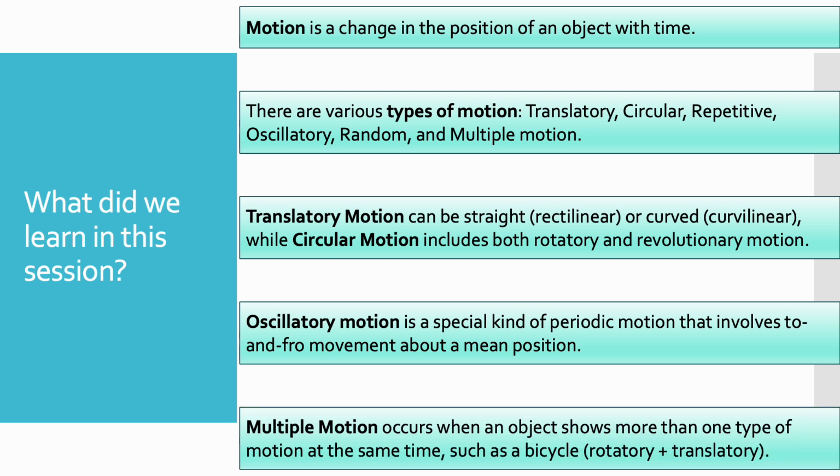Multiple motion. Many objects in real life show more than one type of motion at the same time. For example, when you ride a bicycle, the wheels rotate. That's rotatory motion. And the whole bike moves forward. That's translatory motion. And that's your quick recap of everything we explored today about motion.